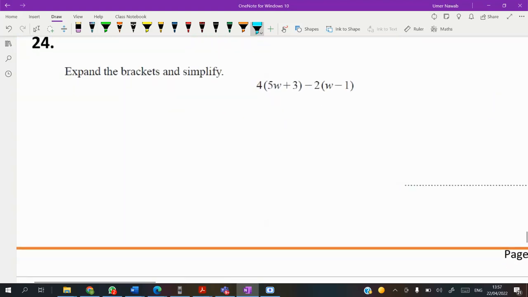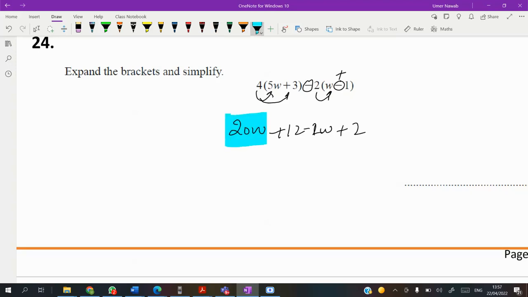Now, expansion, it's not factorization, just open the brackets, simple question. So 20w plus 12, outside we have a minus sign, so this minus changes to plus, so minus 2w and plus 2. Can we simplify? 20w minus 2w is 18w, and 12 plus 2 is 14.